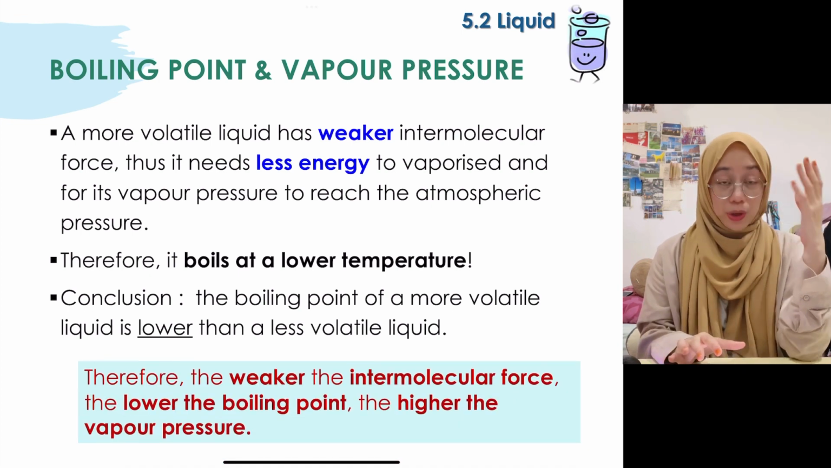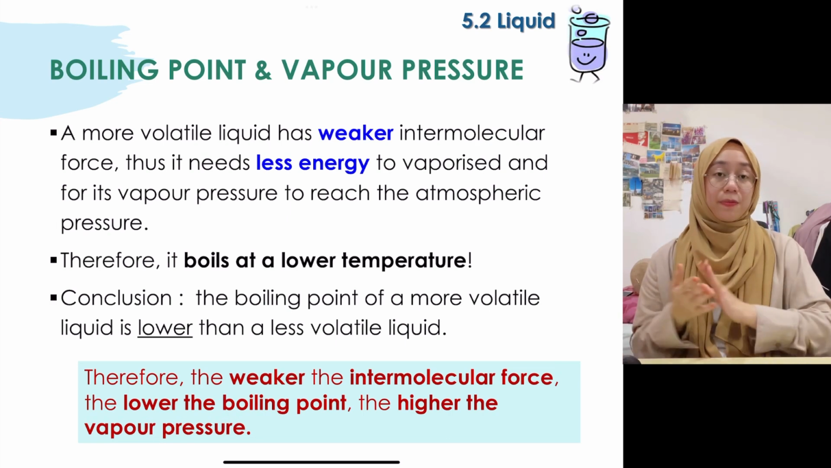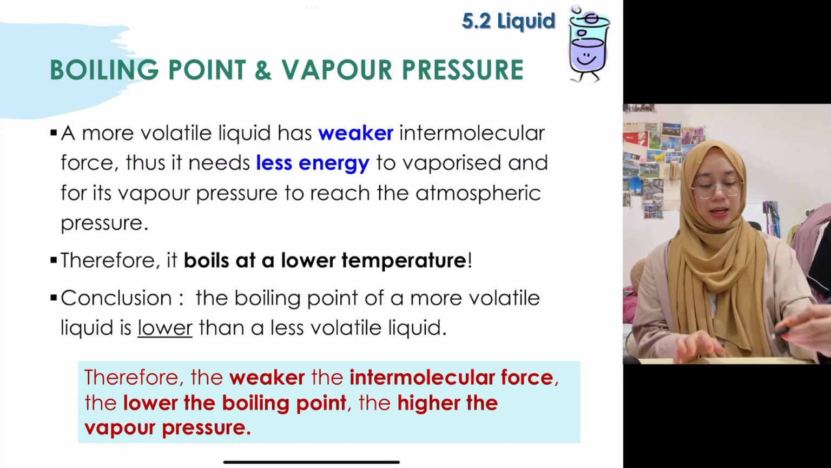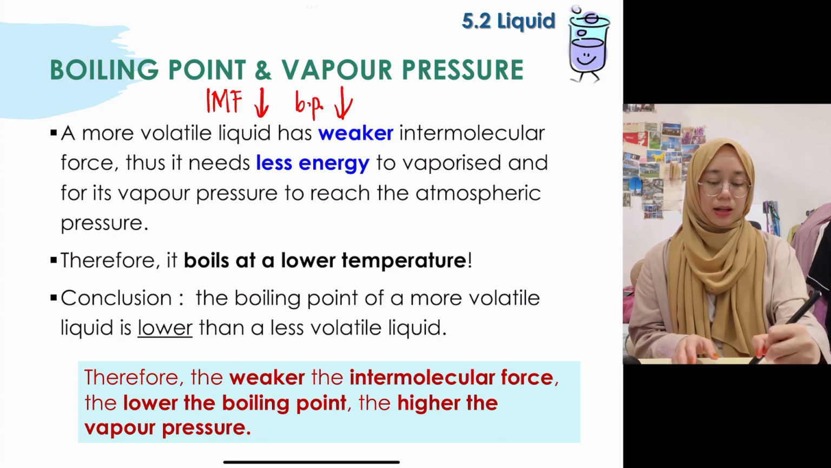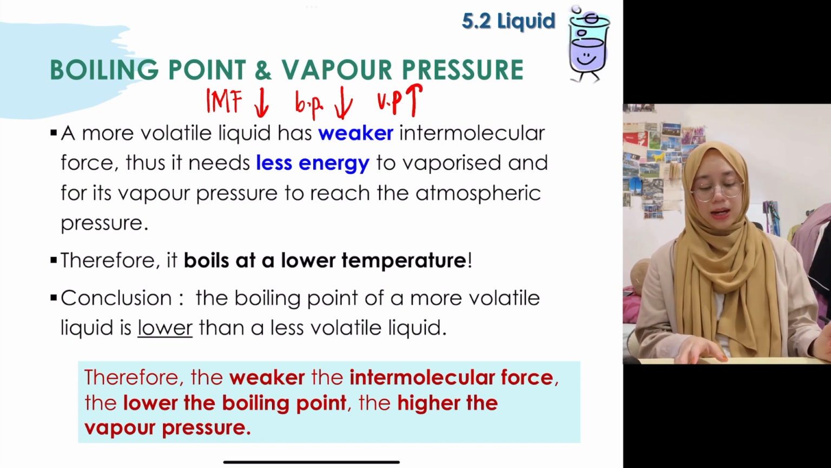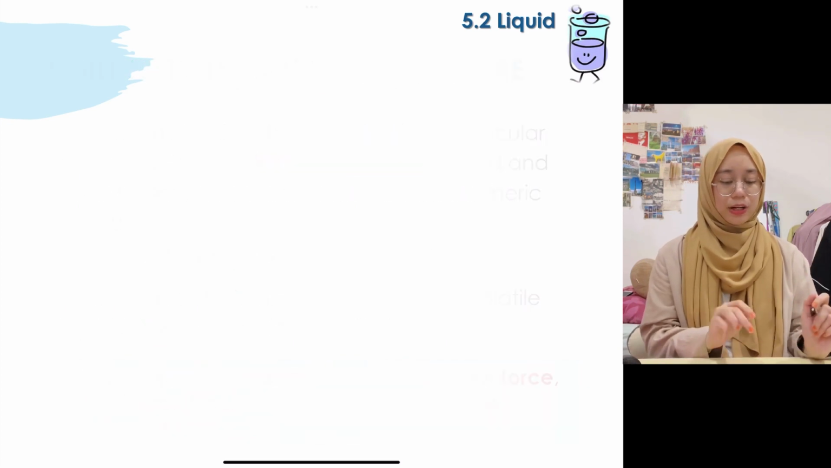Okay, therefore the weaker the intermolecular forces, the lower the boiling point, the higher the vapor pressure. Boleh tengok relationship antara tiga benda tulis kat sini. Okay, IMF weaker, so BP pun rendah. Okay, tapi in terms of dia punya vapor pressure tinggi. Okay, so apa pula kaitan dengan volatility? Okay, volatility pula, mari kita tengok the next slide.